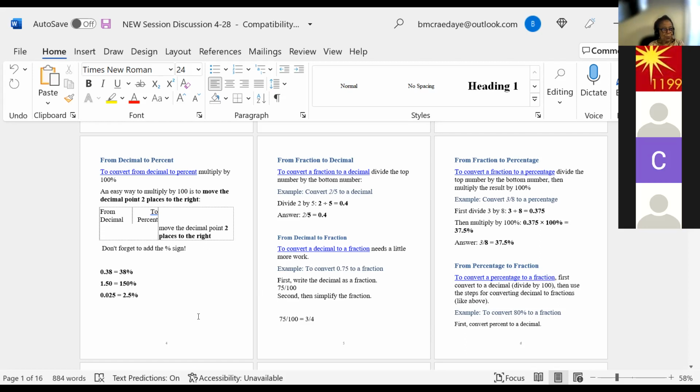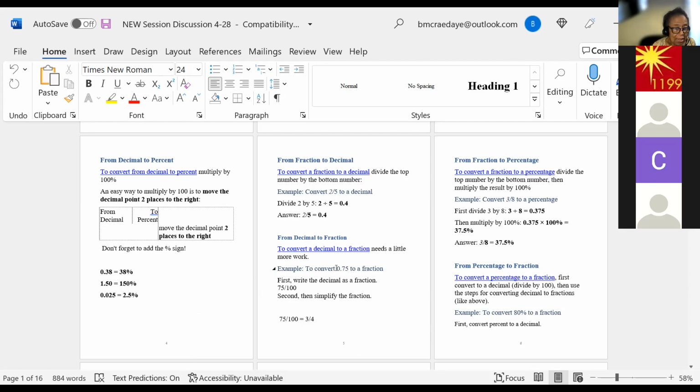Okay, now from fraction to decimal. Suppose you had 2/5 and you want to convert it to a decimal. You just divide the numerator, the top number, by the bottom number. 2 divided by 5 is the decimal 0.4. And you've got your decimal. 2/5 is 0.4.